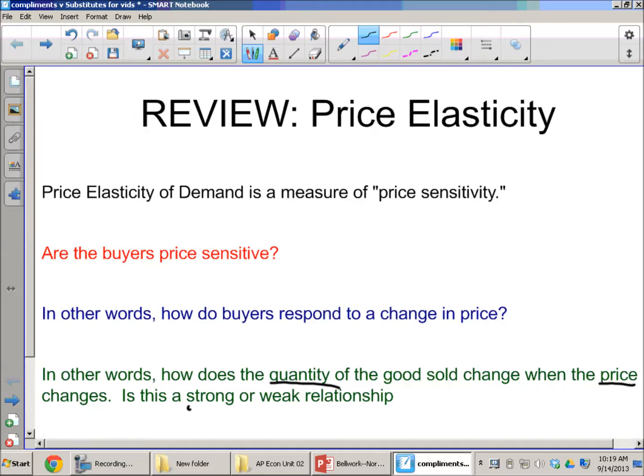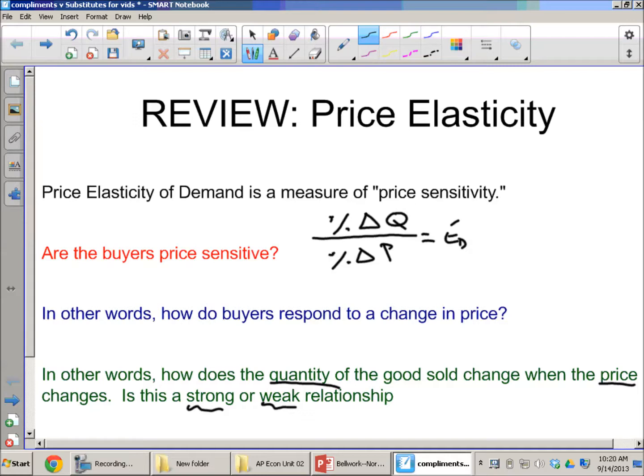And then we were curious about whether these relationships were strong or weak. We used formulas, and we did the math behind this, if you'll recall. The formula is the percentage change in the quantity of the good divided by the percentage change in the price of the good, which would give you the elasticity of demand for that good, the price elasticity of demand. And we had ways of interpreting it.